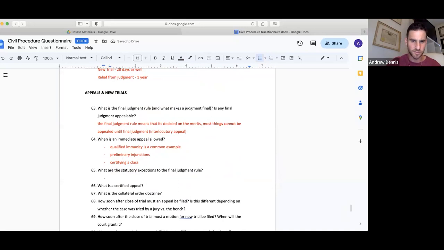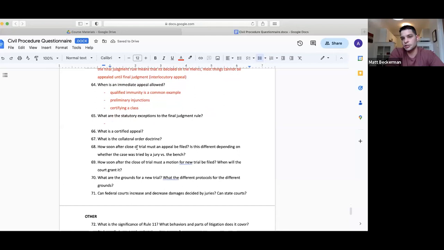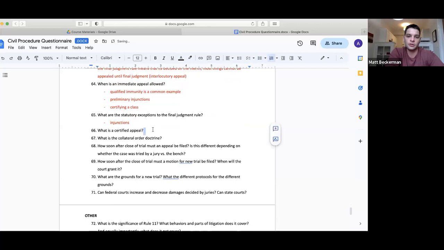Yeah, most of them are not important. The only one that is important for the bar is injunctions. Injunctions, okay. Receiverships, and I couldn't tell you what a receivership is. Sorry, let's focus, because I want to get this, Matt.